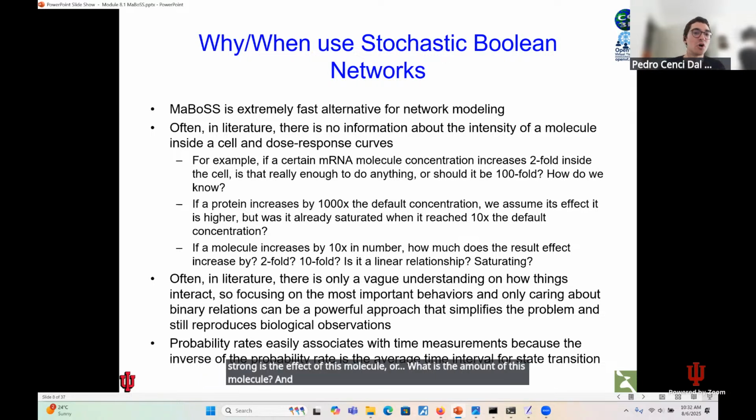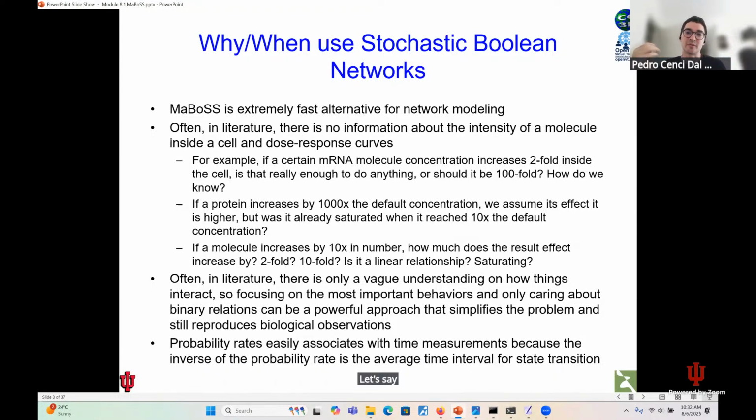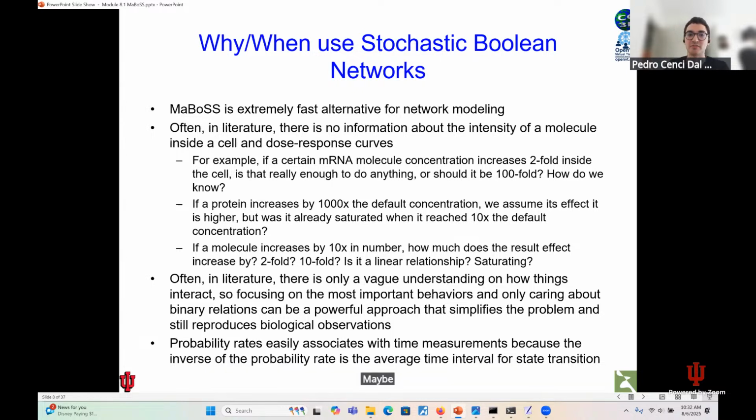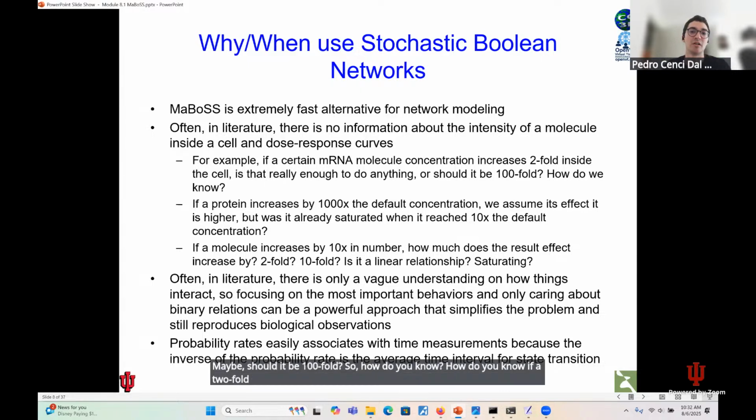And often there is no information about it. And even if you have information about the quantity of a certain molecule, like an mRNA molecule, let's say you find a paper that measures that the concentration of a certain mRNA molecule increases twofold inside a cell as a response to something else. Does that really do something? Like, is a twofold increase enough to really impact the cell in an expressive way? Maybe should it be 100-fold? So how do you know? How do you know if a twofold increase in an mRNA molecule is enough to do anything?